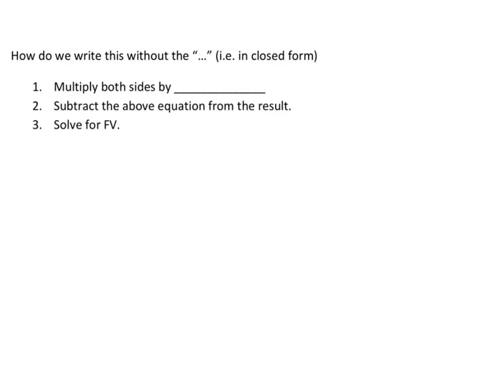So here's the trick to answer the question of how do we write this without the ... that is, we want to find it in closed form. What you can do is take that future value equation we just wrote at the top of the other page, or at the bottom of the other page, and multiply both sides by 1 plus I. Now, how does that help? Well, watch. We're going to multiply by I, we're going to subtract from that other equation, and you're going to see what ends up happening.